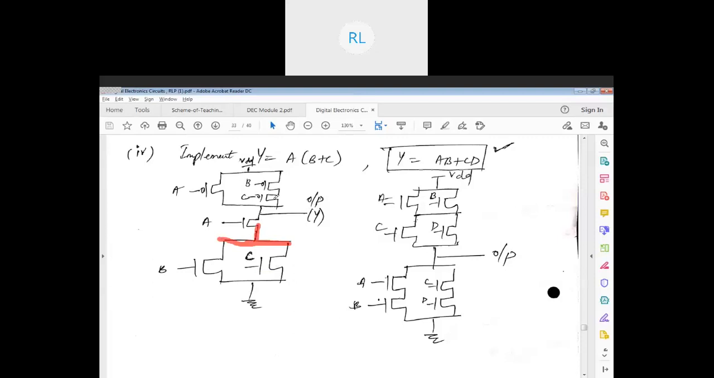Now the reverse thing happens here in my pull-up network. So what is that reverse thing? B plus C, it's in parallel, but here you observe, is it in parallel, B and C? It is one below the other. Whenever it is one below the other, it is series. B and C is one below the other, which means it's in series, right? Now A is in series with this combination, but I have to bring them in parallel. Parallel means what? Next to each other. So I have brought A in parallel with B plus C.